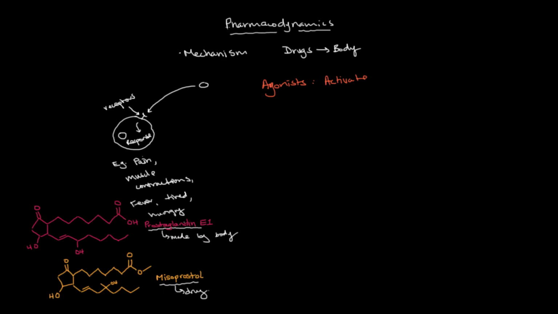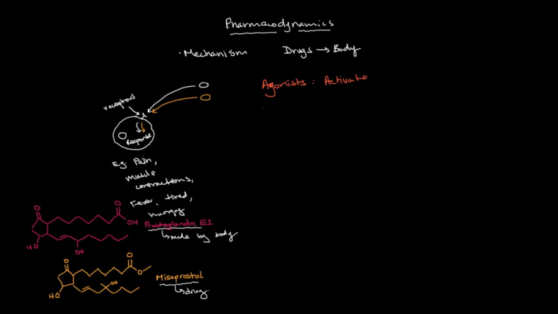It doesn't matter, these exact names or these structures. It's not important to know, but just as an example, you can see that these molecules look very, very similar in terms of their structure. And so misoprostol would be an example of an agonist that looks very similar to prostaglandin E1, and it actually activates the same receptors as prostaglandin E1 does, and it causes the same response, which is labor and delivery, typically. So misoprostol is a great example of an agonist.